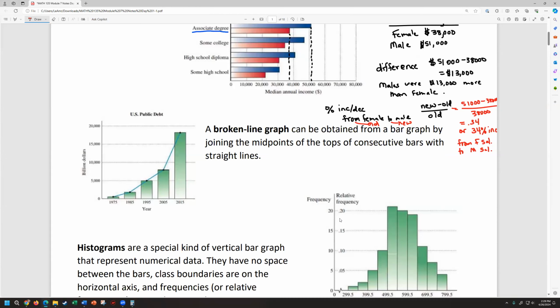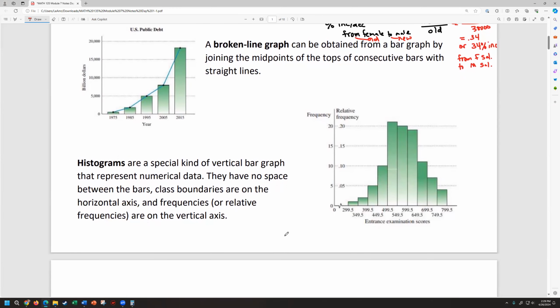Each bar has an equal width. And then we just make what we call a broken line graph by connecting these little mini segments together. Okay, so that's how you make a broken line graph. A lot of times what they'll do is they'll actually remove the bars afterwards, and so you'll just see the line graph.